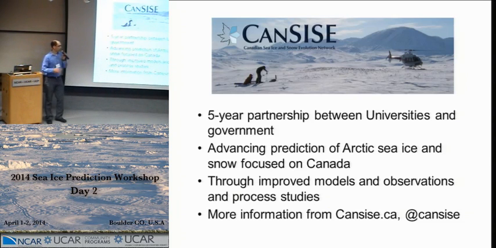My last slide is on CanSISE, the Canadian Sea Ice and Snow Evolution Network, which is almost an equivalent of CIPN. It's a 5-year partnership between universities and government. Its aim is to advance prediction of Arctic sea ice and snow, with a focus on Canada, to improve models and observations and process studies. It's arguably a little bit broader than CIPN because there's a large snow forecasting component in it, and we also do things like detection and attribution. So we're on the web and on Twitter. That's it, thanks.